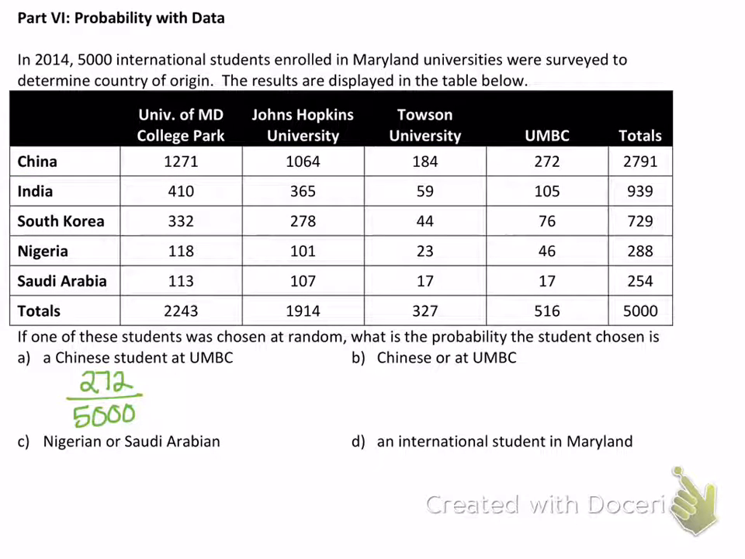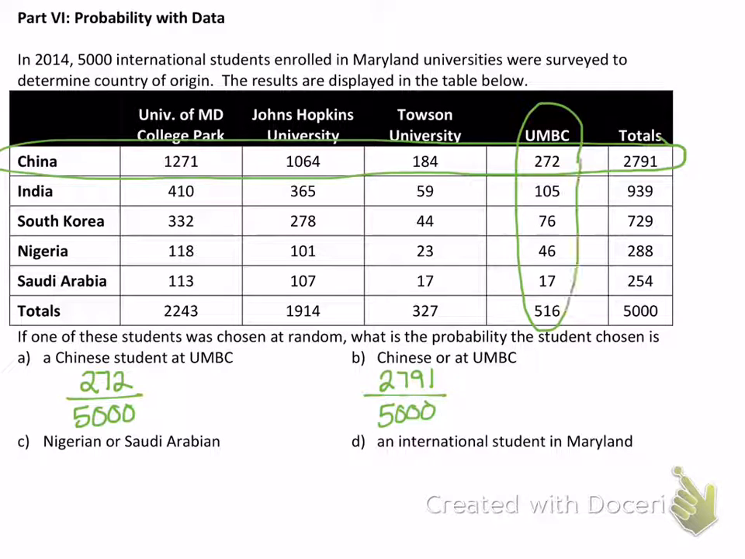Okay, so then it's being Chinese or going to UMBC. Being Chinese, this is that total, or here, let me draw it again. This is the China row. So if you're Chinese, 2,791 out of 5,000 is the probability. And then UMBC is 516. And we're going to add them because it's or.